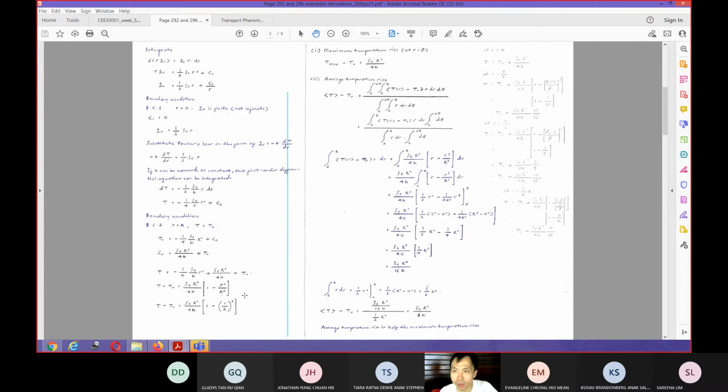Then now you can get your maximum temperature rise. What is your maximum temperature rise? Your maximum temperature is at R equal 0. Then if you are like me, you want to be sure why this temperature maximum is at R equals 0, then you will check one by one.